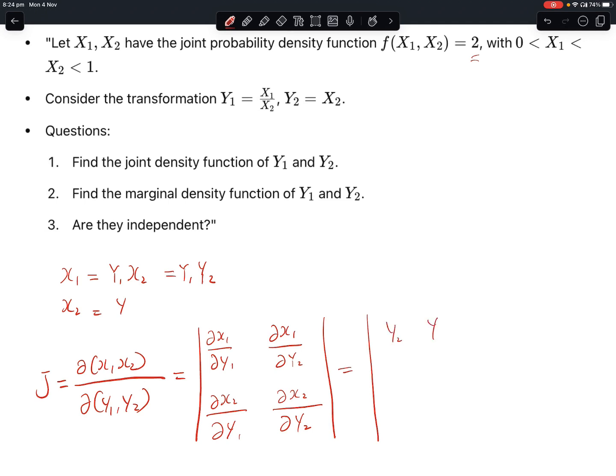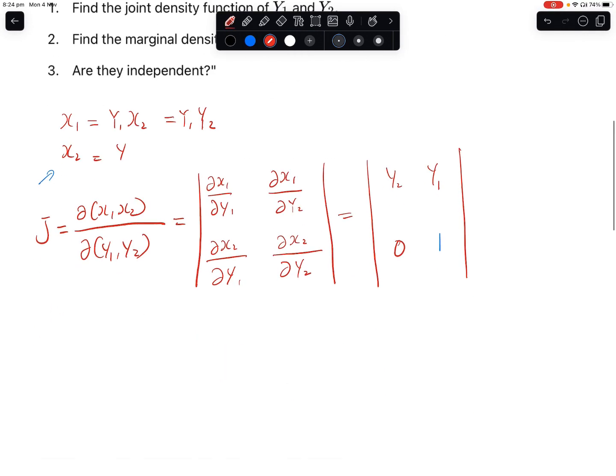So this entry is Y2, and this one is 0, right? Because X2 is just Y2, so differentiating with respect to Y1 gives 0, and then we get 1 here. So now we have found the Jacobian.